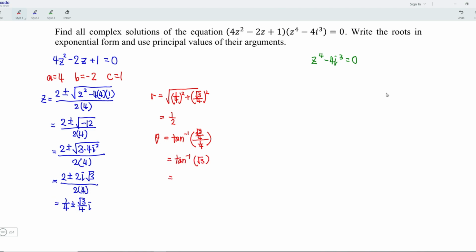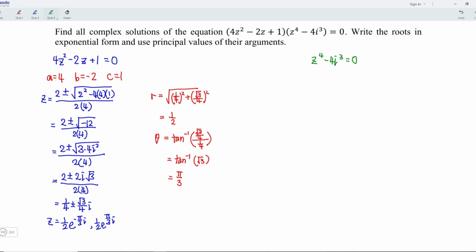and this is equal to pi over 3, which means that the solution for this complex number is equal to 1 over 2 e to the power of plus minus pi over 3 i, or we can write separately, that is negative pi over 3 i, and also the one with positive pi over 3 i. Next, let's solve for the second equation.